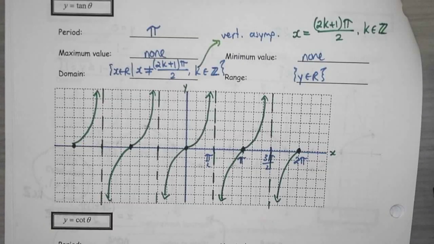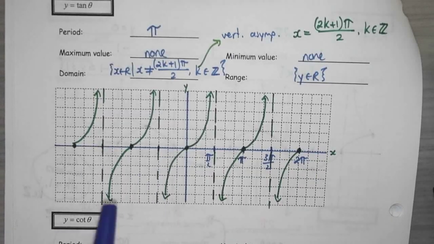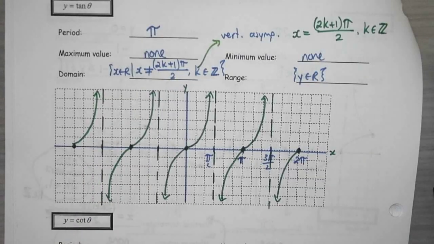Okay, questions or clarification? We're good? Yes? When you have asymptotes, yeah. Vertical asymptotes, it just pulls it up and pulls it down, yes.